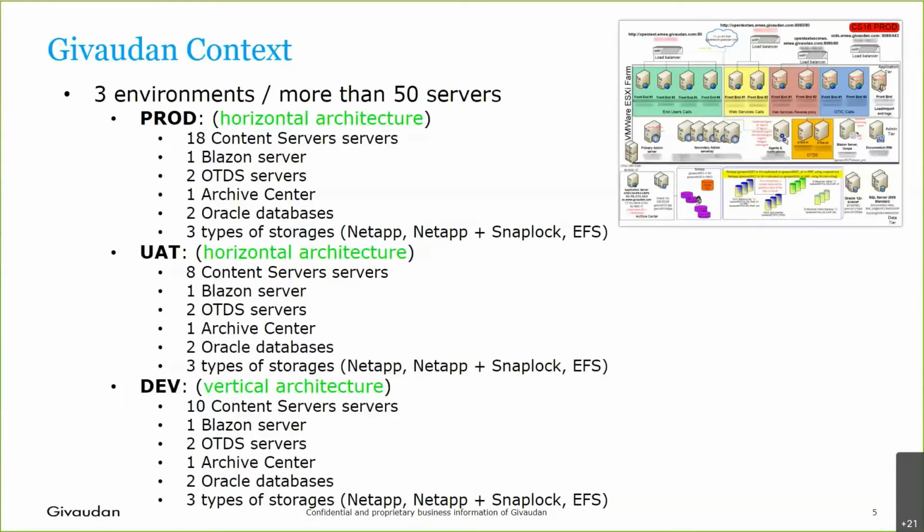Now, jumping directly into the context of OpenText Content Server, we have one instance in production of Content Server, which is a large environment. As you can see on the right, this is the architecture map. We have to manage around 50 different servers. We have Content Servers, Blazor, OTDS, archive centers, Oracle, different types of storage, different types of operating system. So this is quite challenging.